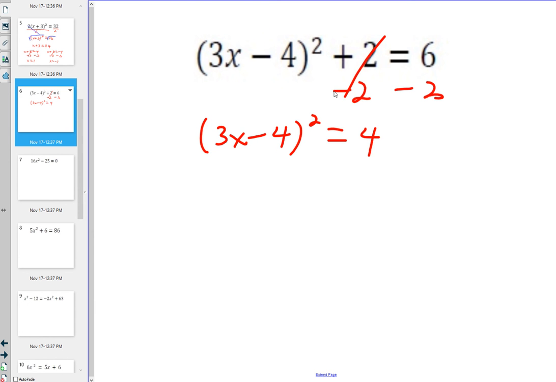Anybody have those notes out from when we did square root property? No. Because pretty familiar.